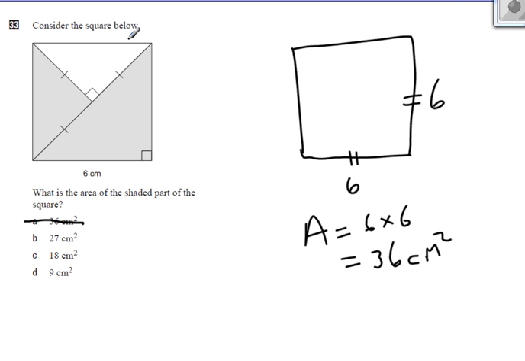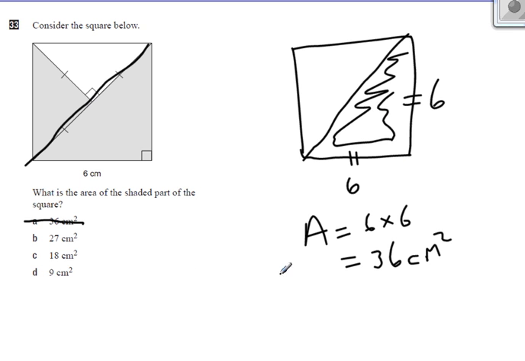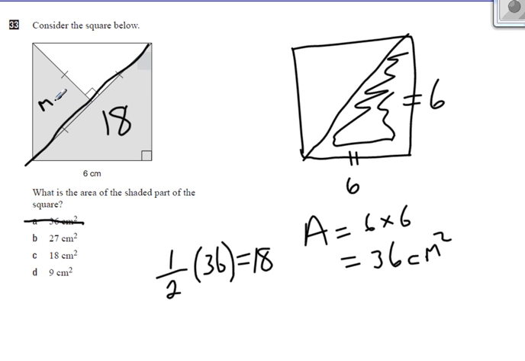Well, in this diagram, we've cut the square in half. So let's cut the square in half, and we know that this half of it is shaded. Well, if I cut the square in half, then each half is 18 centimeters squared. So this is 18. Now, I know that I've shaded more than 18 because I've shaded 18 plus a bit more. So if I now look at my options again, I've shaded more than 18. So the only thing left is that I must have shaded 27 centimeters.